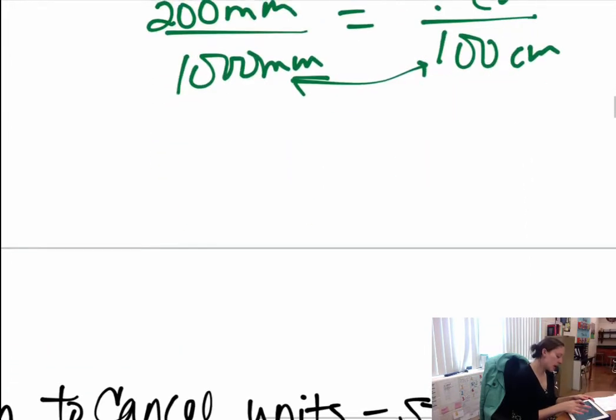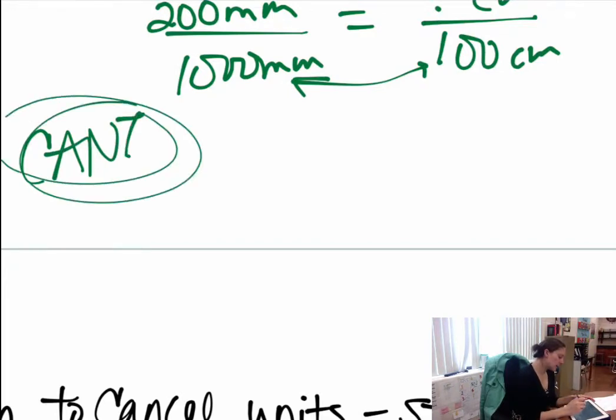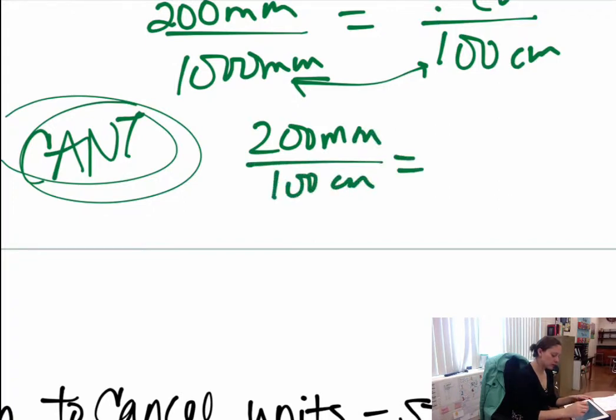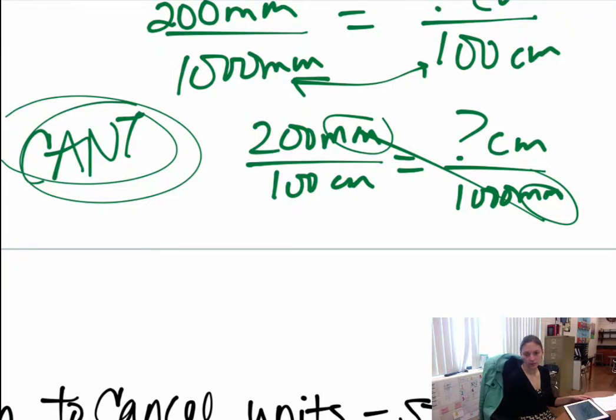There's one way you cannot set these up. You can't set these up where it would be 200 millimeters over 100 centimeters equals some number of centimeters per millimeter. The same units cannot be diagonal like that. They've either got to be on the same side or across from one another. So this is a ratio. Remember, ratios have the equal sign in the middle.